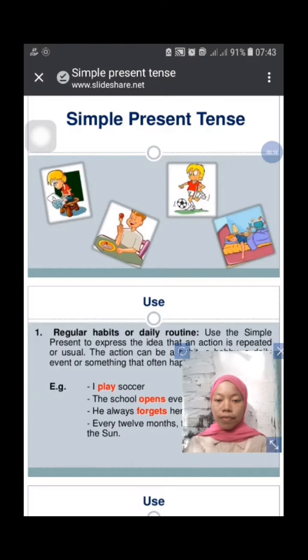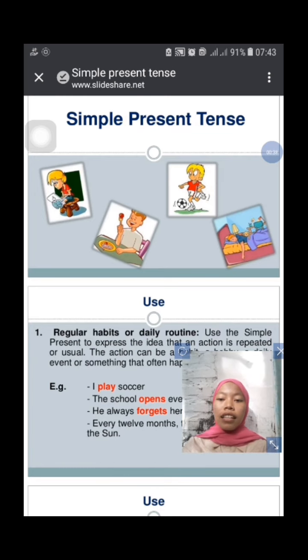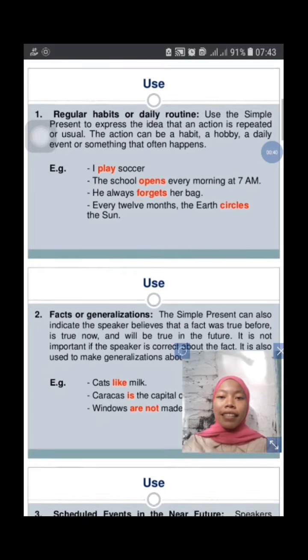Nothing. Yes, good. Okay, now the material is about simple present tense. Do you know what simple present tense is? Yes, simple present tense is one of the tenses that has three uses. Okay, the uses of simple present tense.